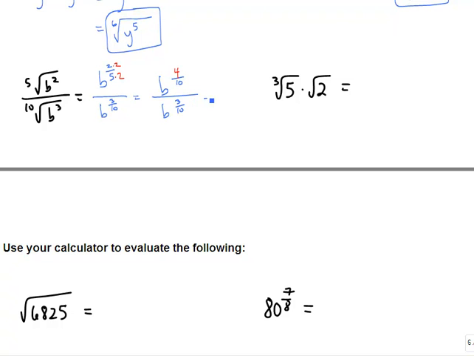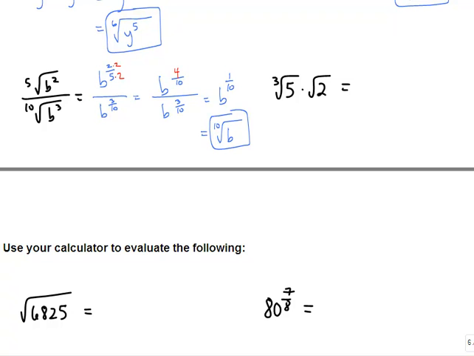So now that I have the same denominator, I can subtract. 4/10 minus 3/10 is 1/10. So this is going to be b to the 1/10. And remember, if you start with radicals, end with radicals. So if we change this back into a radical, the 10 is in the bottom, so it's a 10th root of b to the first, or just 10th root of b.